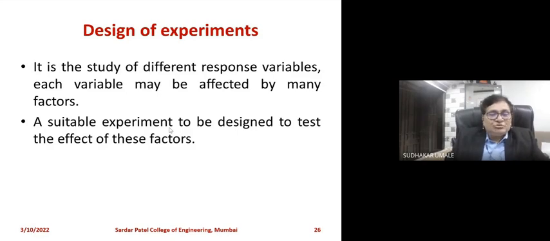Then design of experiments. You have heard about this so many times. What is meant by design of experiments? It is the study of different response variables. Each variable may be affected by many factors. A suitable experiment is to be designed to test the effect of these factors. You are doing so many tests. When you are using so many parameters, you are testing each parameter, and we are getting different experimentations, means it is the set of experimentations. I want to explain in detail what exactly design of experiments is in research designs.